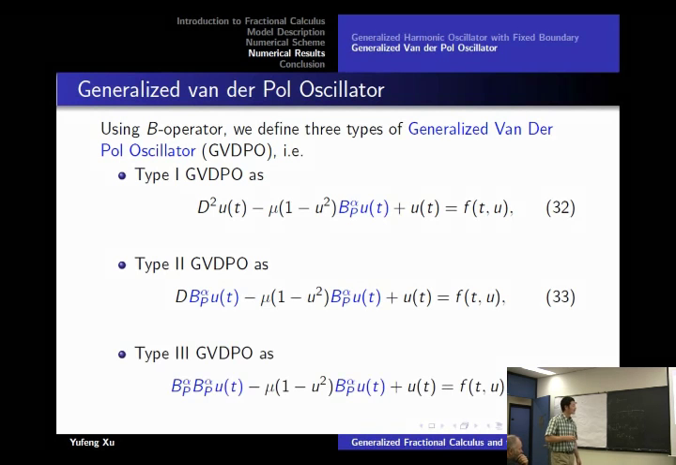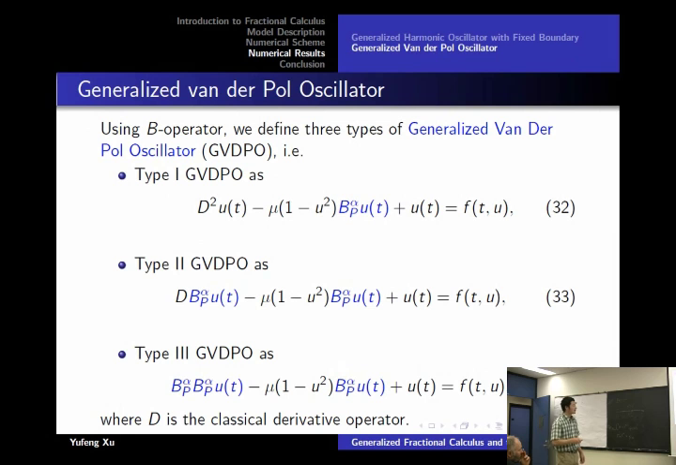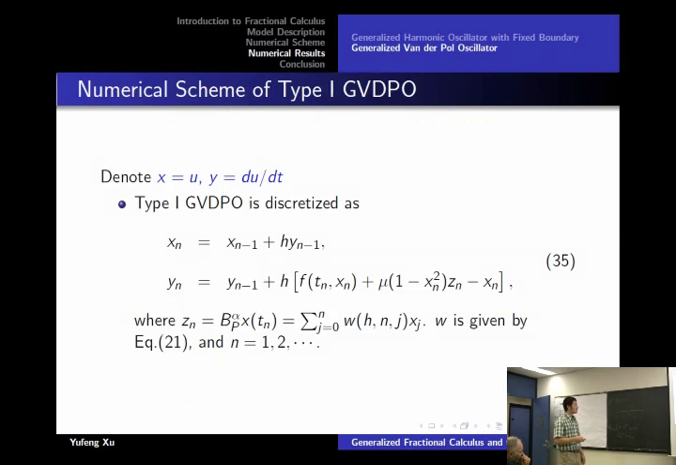The third type is that we replace all the derivatives by the B-operator. Of course, we can also replace things by the A-operator, or by the A or B-operator. We have many cases, but I just want to talk about those three typical ones. And alpha lies between 0 and 1, in all of them. And D is the classical derivative operator.